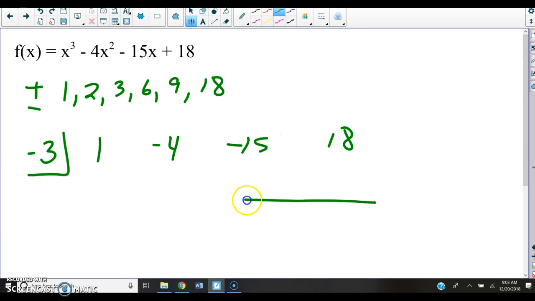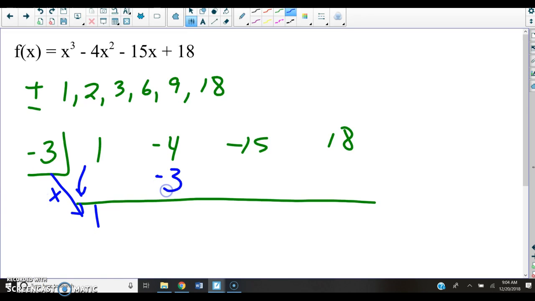And I'm going to use synthetic division. So remember how that works. You drop the first number, and then you multiply with that number out in front. So this would be -3. And then you add those for -7. And you multiply, and you add, and you multiply, and you add. Okay, it ended in 0. So that is one of our zeros for our function.